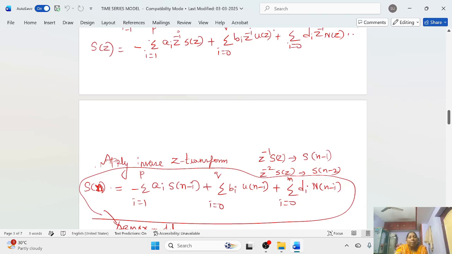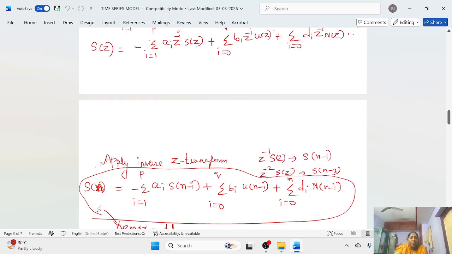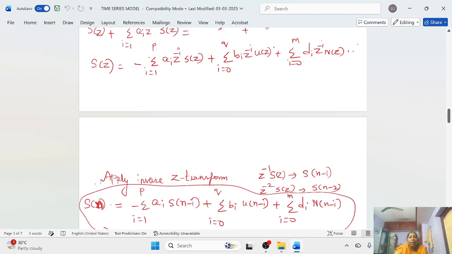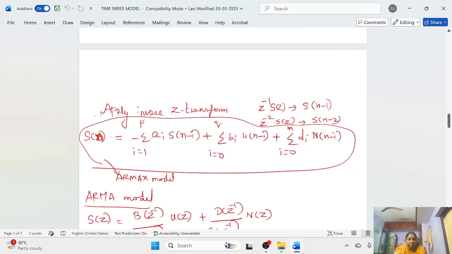So similarly, when you apply the inverse Z transform for these equations, you will be getting S of n equal to summation I equal to 1 to P, AI S of n minus I, plus summation I equal to 0 to Q, BI U of n minus I, plus summation I equal to 0 to M, DI N of n minus I. So this is called the ARMAX model. This is the final transfer function of an ARMAX model.